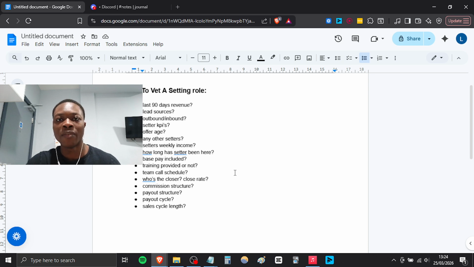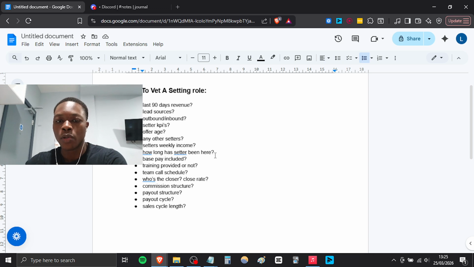How often is your team having calls for this new offer that you might potentially be joining? Are they daily? Are they every other day? Are they once a week? How long are they going on for? Things like this you need to clarify. Who's the closer and what's their close rate? This is a big one.